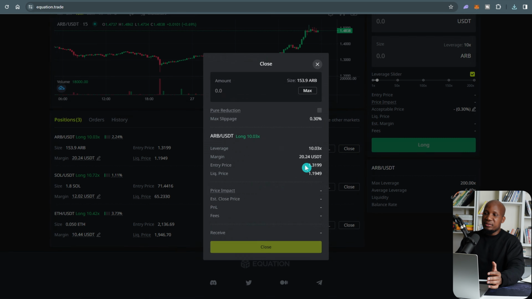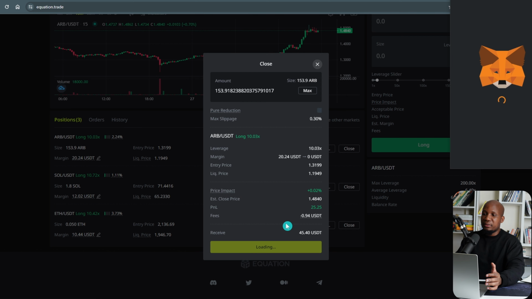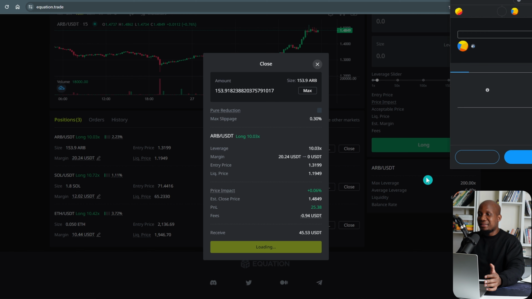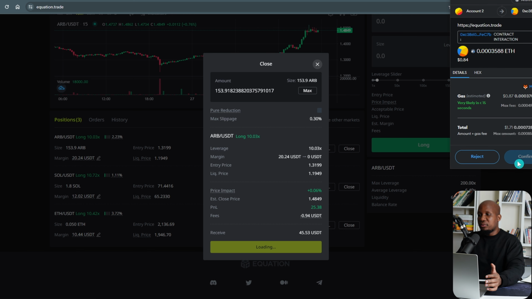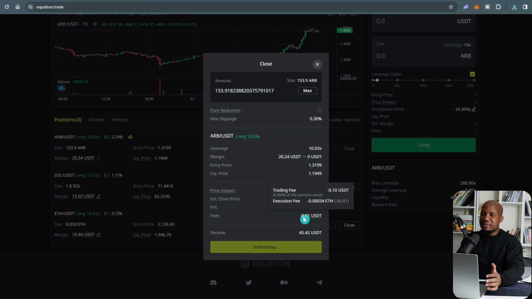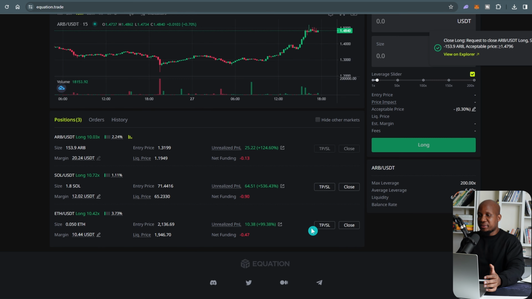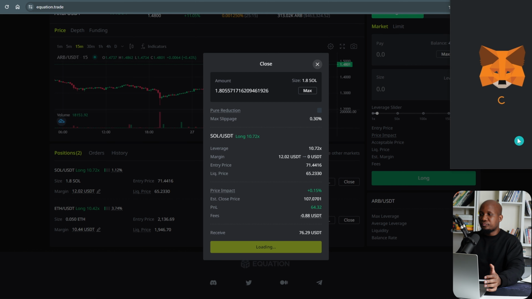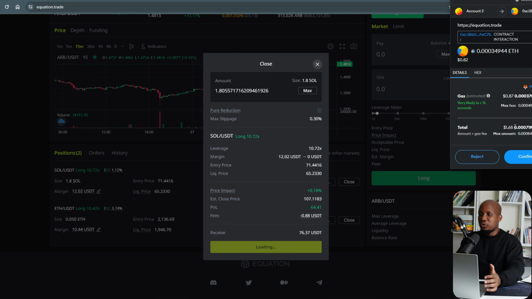So instead of putting in a stop loss or take profits here, let's go ahead and just close with market orders. I'm going to click close. Again, you have to sign that in on your MetaMask, but in this case you're only signing in once. So let's wait for that to process. You can see that was executed and that trade is gone. So let's click on the next one and click max and click close. Again, sign that in on your MetaMask.